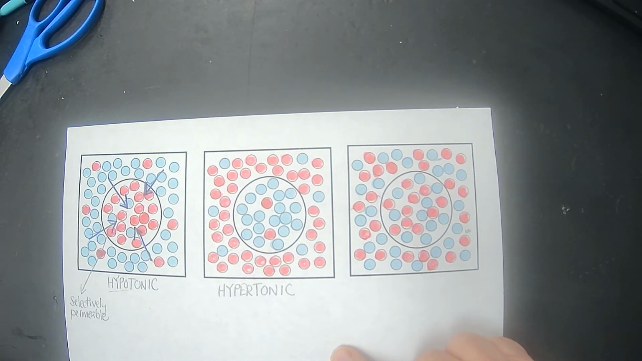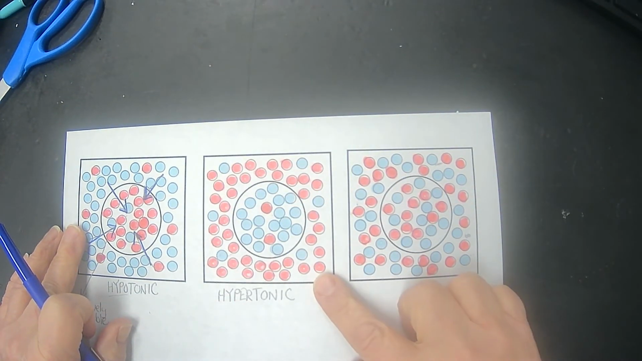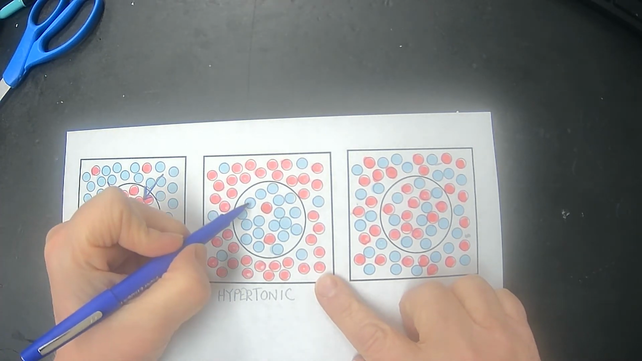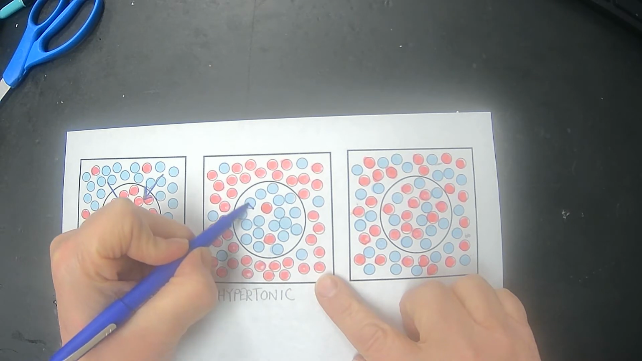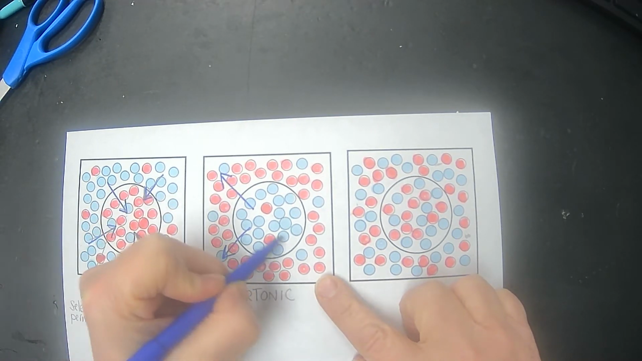Now remember, water always moves through the semi-permeable membrane down its concentration gradient. So this time there's more water inside and less water outside. This time the water is going to do the opposite. It's going to go from where there's more of it to where there's less of it, and the water is going to move out of the cell.